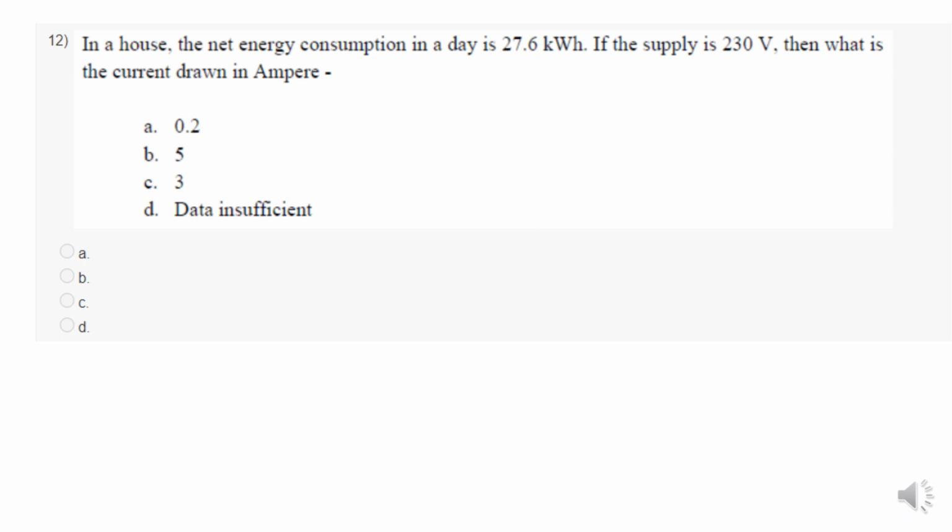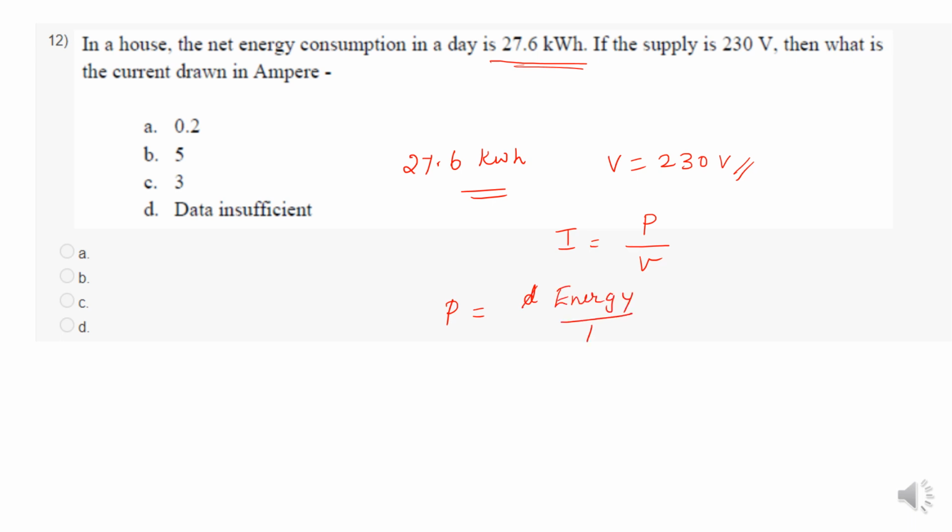In a house, net energy consumption in a day is 27.6 kilowatt hour. Supply voltage is 230 volt. What is the current in amperes? So what is the formula for current? Current is P divided by V. So first of all, you have to find out the power. How to find out the power? Energy by time. Here kilowatt hour is given, so 27.6 into 10 power 3 divided by the time, which is 24 hours.